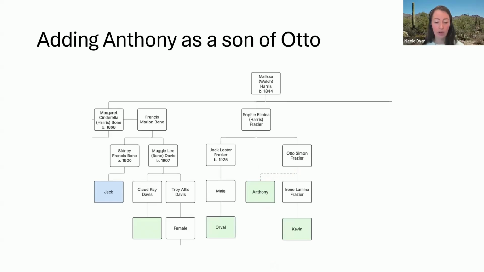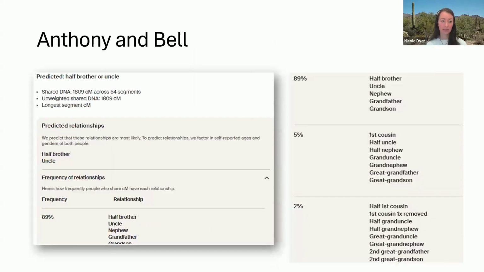And then I thought I would go on to Belle. So can I find out where Belle belongs in this tree as well, now that I know where Anthony probably goes? And Anthony and Belle are really closely related, sharing 1,809 centimorgans. And so the different relationships that they have could be like a half sibling relationship, a niece, nephew, aunt, uncle relationship, grandchild, grandparent relationship, and then some of these others that aren't as likely.